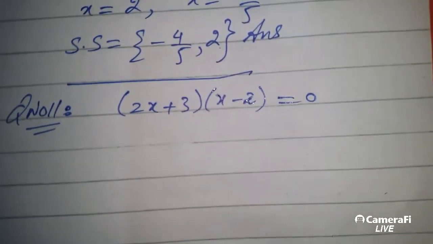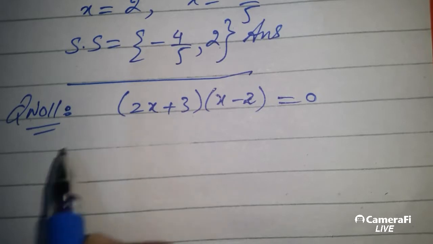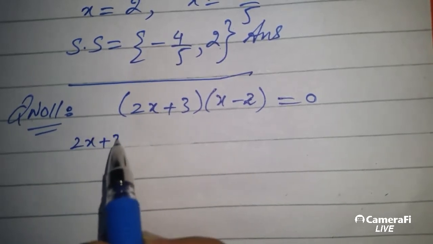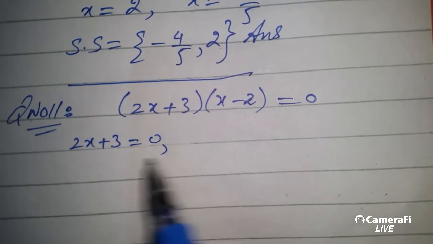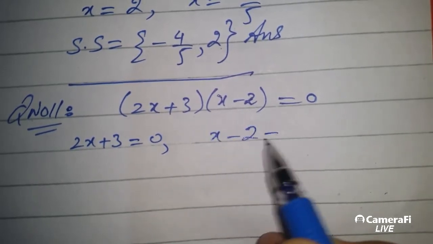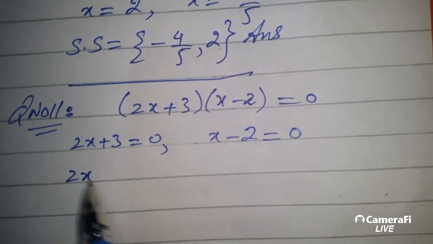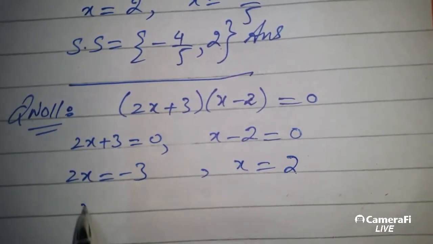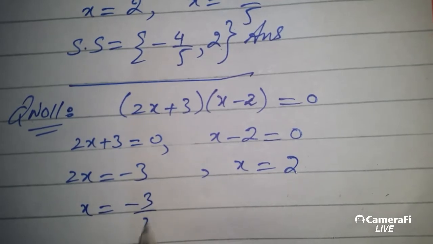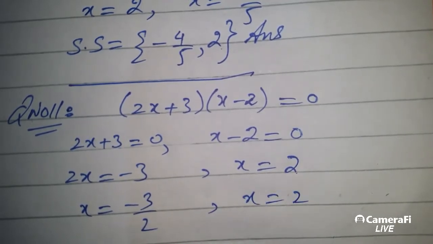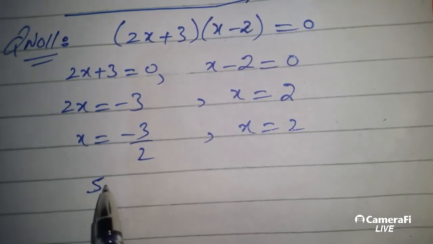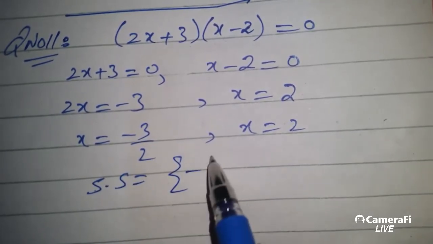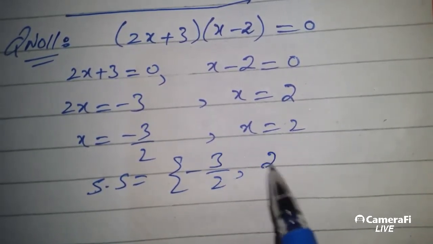So we want to just find the factors of this. It is already factored, so either 2x plus 3 is equal to 0 or x minus 2 is equal to 0. From here, this is the answer. Solution set is -3/2 and 2.